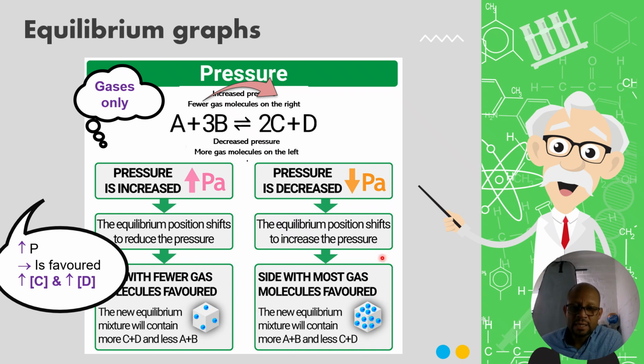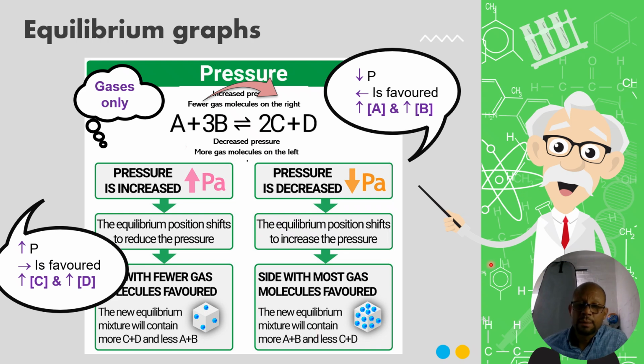And then as a result of that shift, the side with the most gas molecules will be favored. And that will be the reactant side. So in this case, you can also add by saying that the reverse reaction will be favored, or you can mention that there will be a higher concentration of the reactants and a lower concentration of the products.